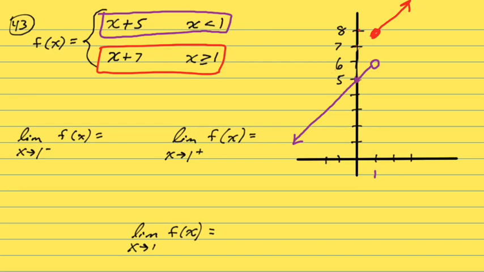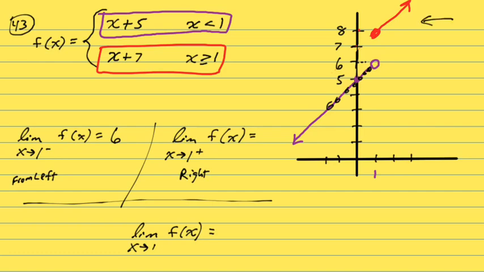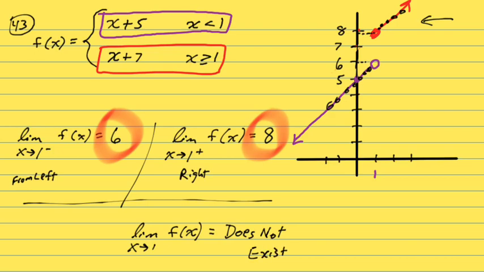Now, I need to know the limit from the left. The little minus means from the left. What are these y values getting closer to? 6. From the right, which means a little positive means from the right, I want to approach 1 from the right. What are these y values getting closer to? 8. Because they approach different y values from the left and the right, the limit does not exist. It has to approach the same y value from the left and the right.